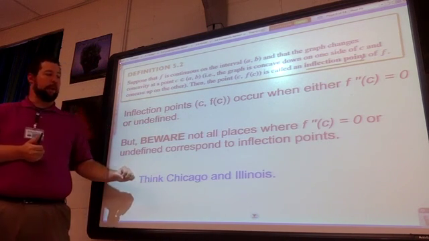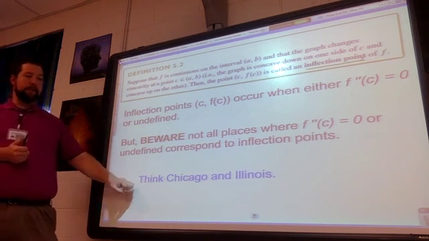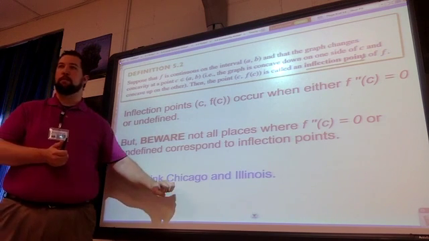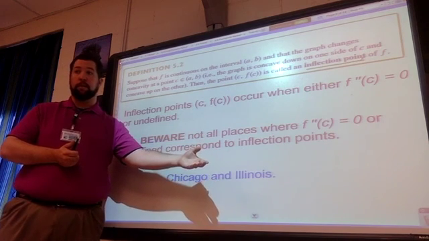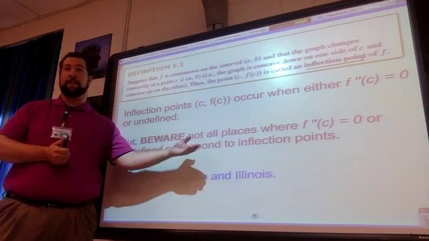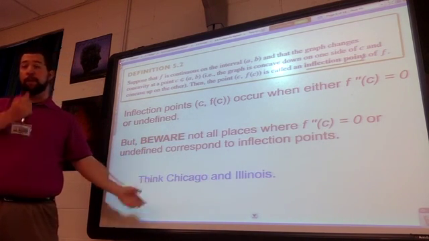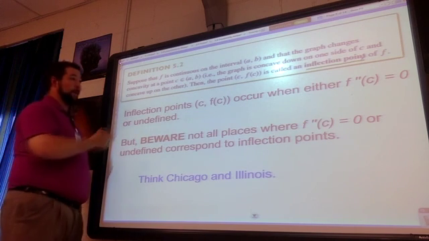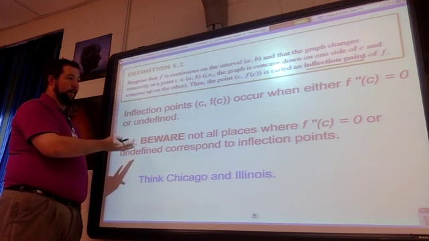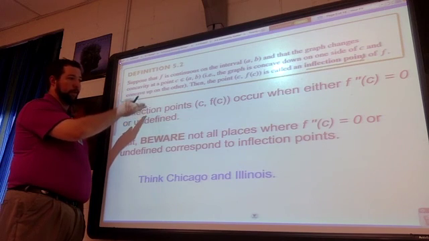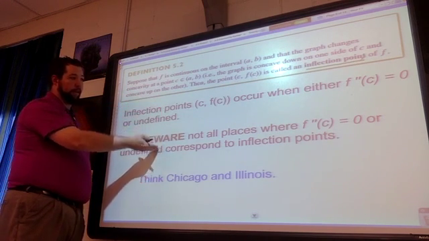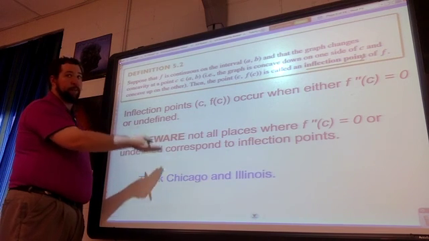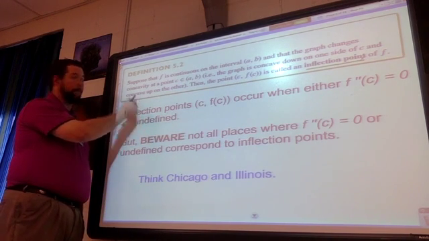If you remember back to your ACT in September, that's kind of like your Chicago and Illinois question. If you live in Chicago, you live in Illinois. But if you live in Illinois, it doesn't necessarily mean you live in Chicago. Now you all had questions on that one. So same type thing here. If you are an inflection point, your second derivative is 0 or undefined. But if your second derivative is 0 or undefined, it doesn't necessarily mean you're an inflection point.